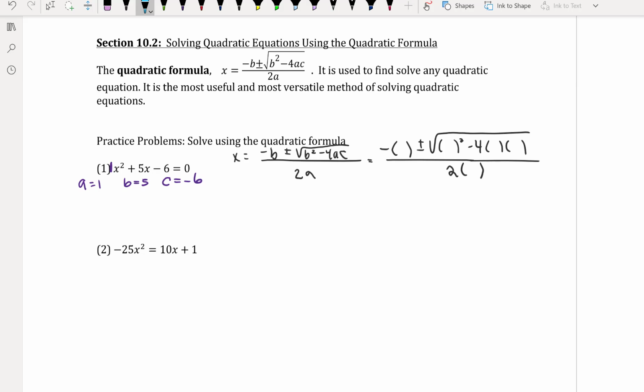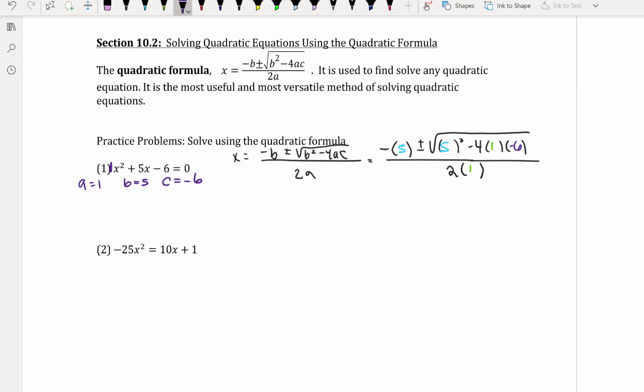So I'm going to have my b value that I'm plugging in, which is a 5. So that is where the b goes. Next, I'm going to plug in my a value. My a value is 1. That's where all my a values are at. And then that last value here is c that I'm going to plug in, and that's a negative 6. So I'm going to go ahead and plug this into my calculator.